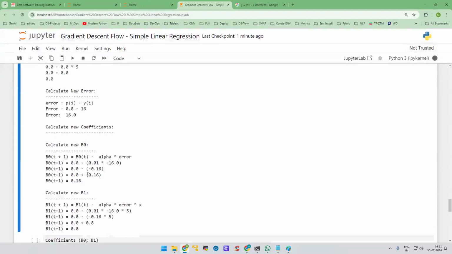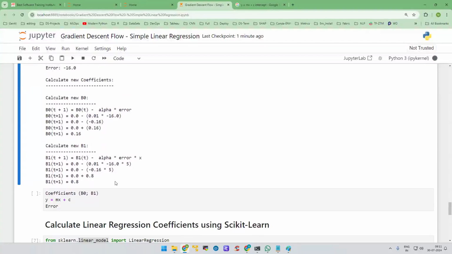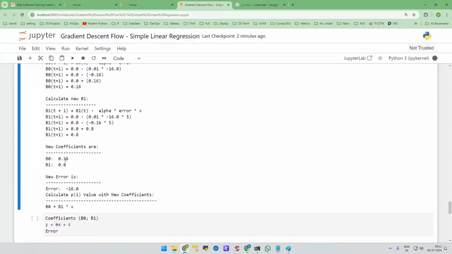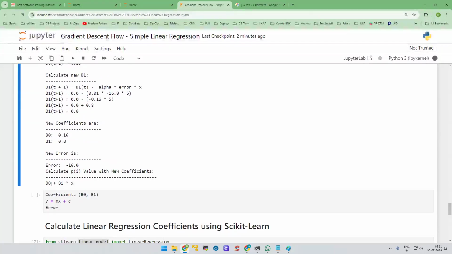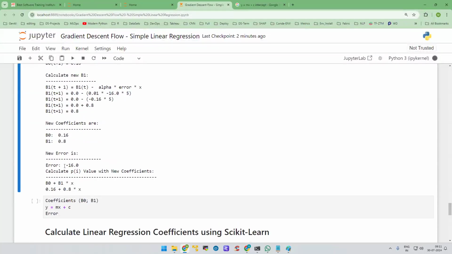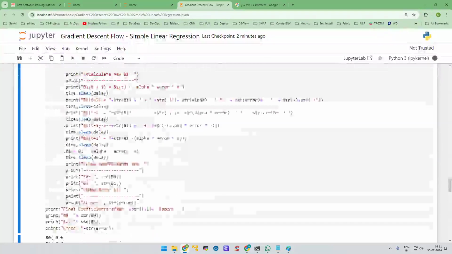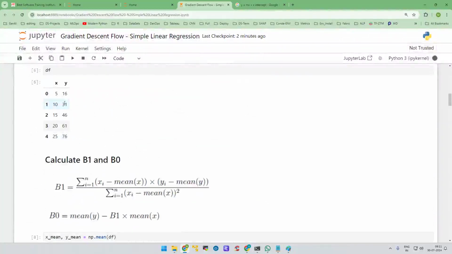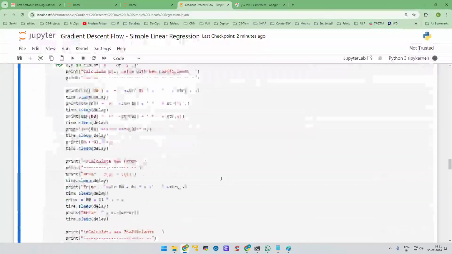Then we need to fit these values into the formula y equals mx plus c. So what are those values? 0.16 for B0 and 0.8 for B1. So we fit this as 0.16 plus 0.8 into the input of the next row. What is the input for the next row? It's 10, and the target value is 31. We have to get 31.